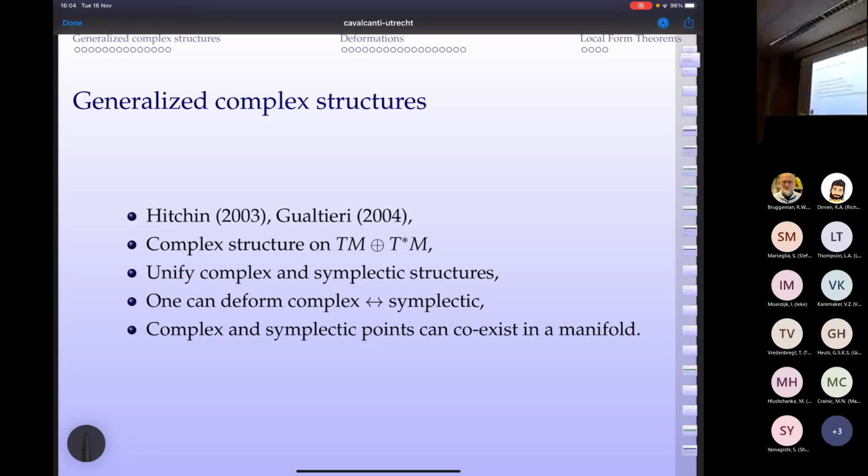Study by Marco Gualtieri in his PhD thesis in 2004. I don't expect you guys to know what they are yet. I'll spend a whole bunch of slides talking about them. So it's going to be a long time just talking about generalized complex structures.